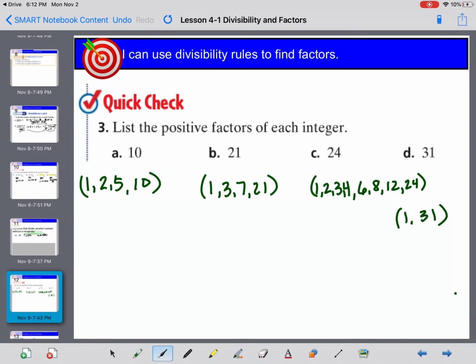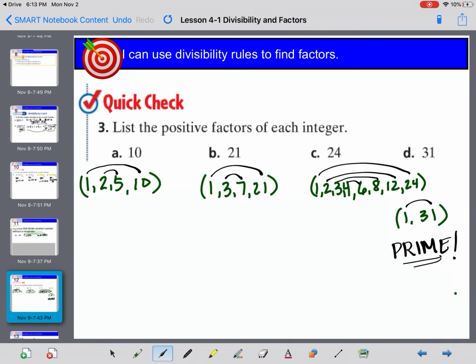All right, when you list your factors, it's easiest to list them in pairs. 1 times 10, 2 times 5. Letter B, 1 times 21 and 3 times 7. 24 has a lot of factors. 1 times 24, 2 times 12, 3 times 8, and 4 times 6. Letter D, 31 only has 2 factors, 1 and itself. We have a special word for those. It is prime. Prime is when you have 2 factors, only 1 and itself.